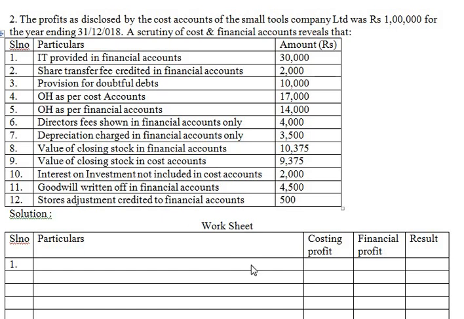Okay, next, take down the worksheet: serial number, particulars, then costing profit, financial profit and result. Now go through the problem. Here we get to know that only costing profit is given, but they haven't given us financial profit. So we need to find out financial profit. For that, as they have given costing profit, the first column we have taken as costing profit. Now one by one we will take the transactions.